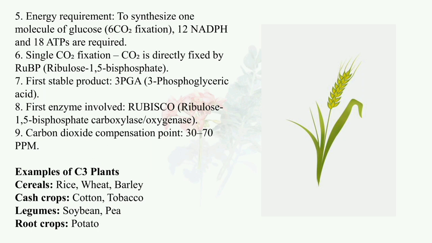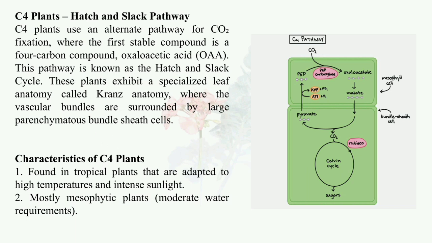Examples of C3 plants. Cereals, rice, wheat, barley. Cash crops, cotton, tobacco. Legumes, soybean, pea. Root crops, potato. C4 plants, Hatch and Slack pathway.